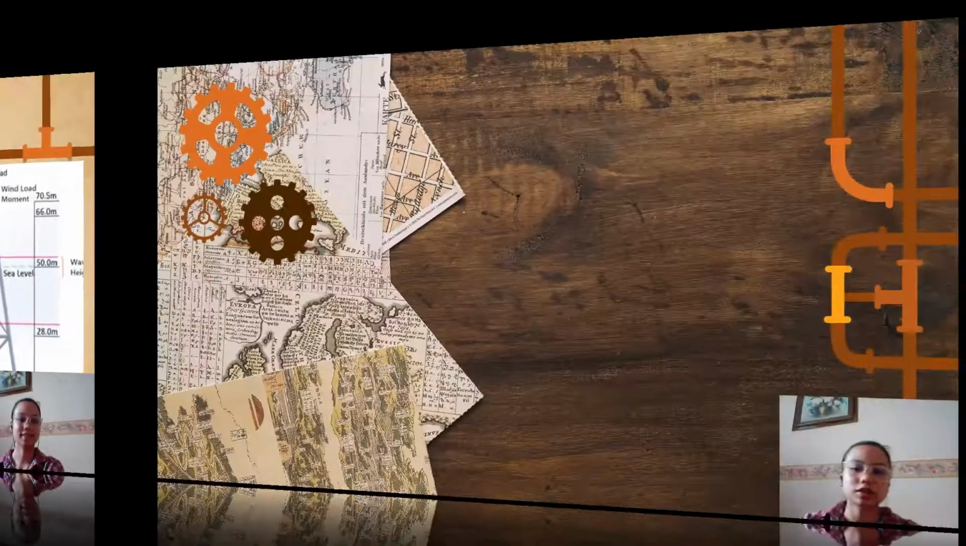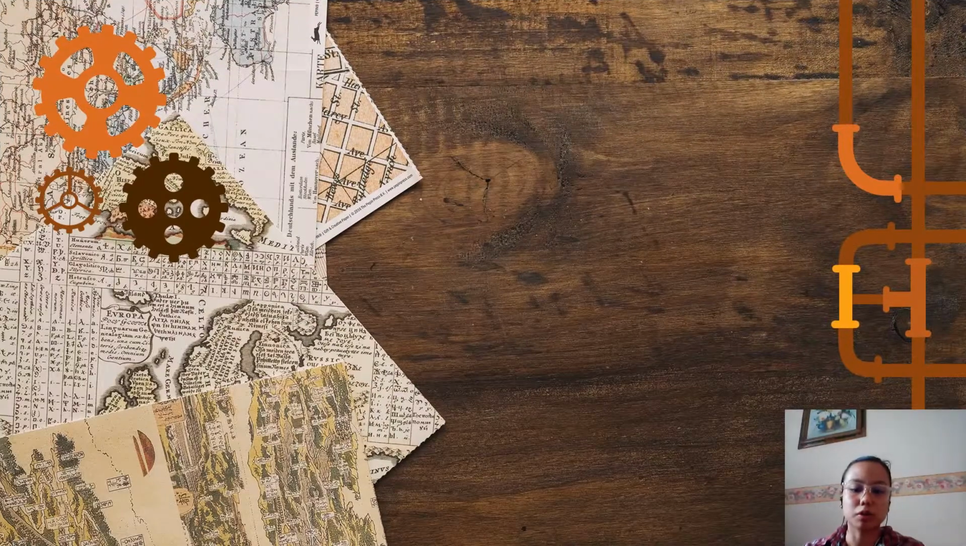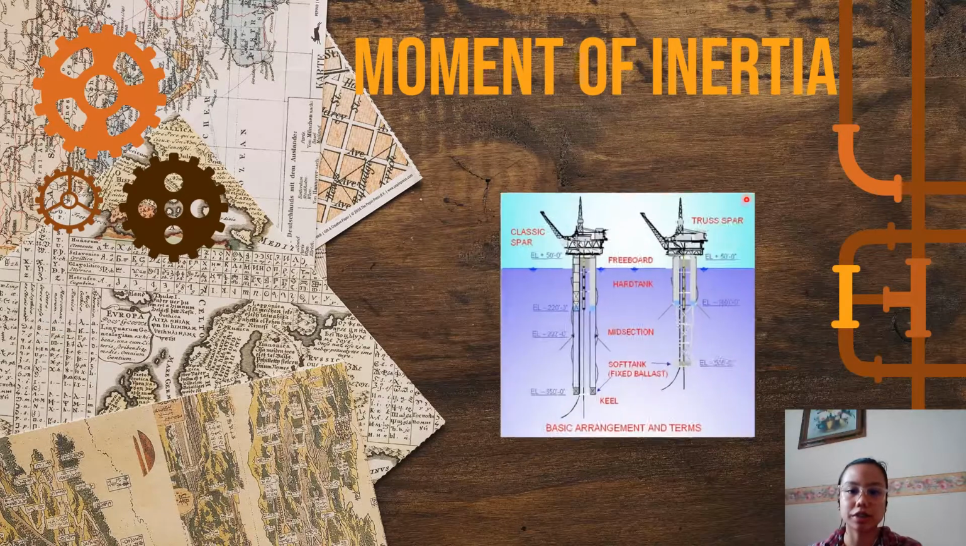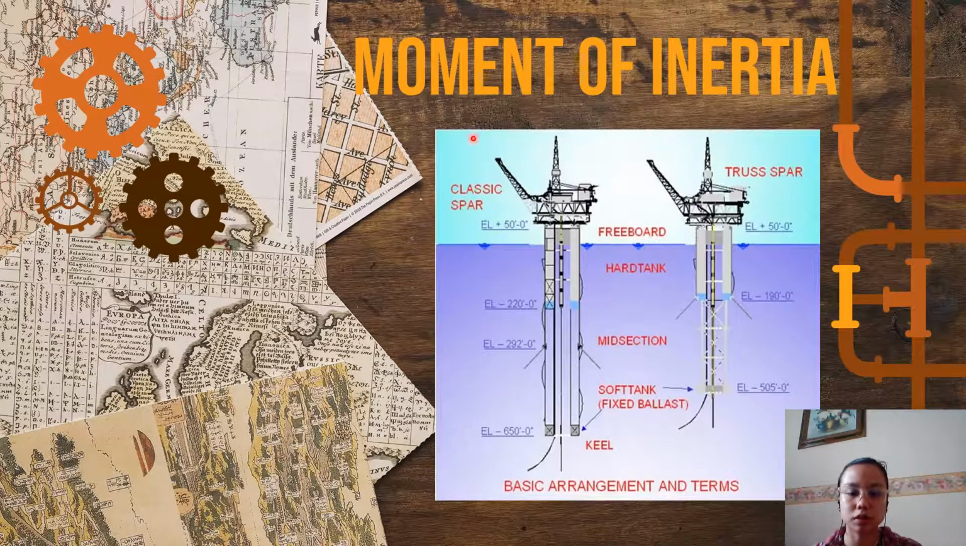Explain about moment of inertia. Moment of inertia is very important. For example, the spar. There is this one component called mooring. That is one of the important components. But if there is no mooring, the spar can still be in a stable state because of the moment of inertia.